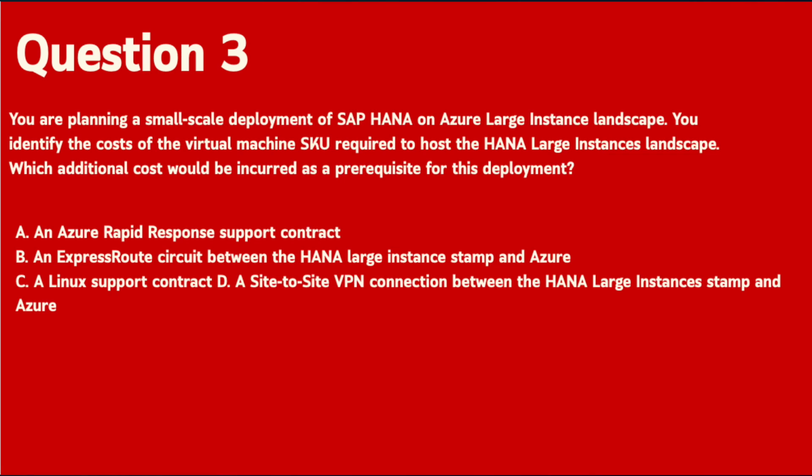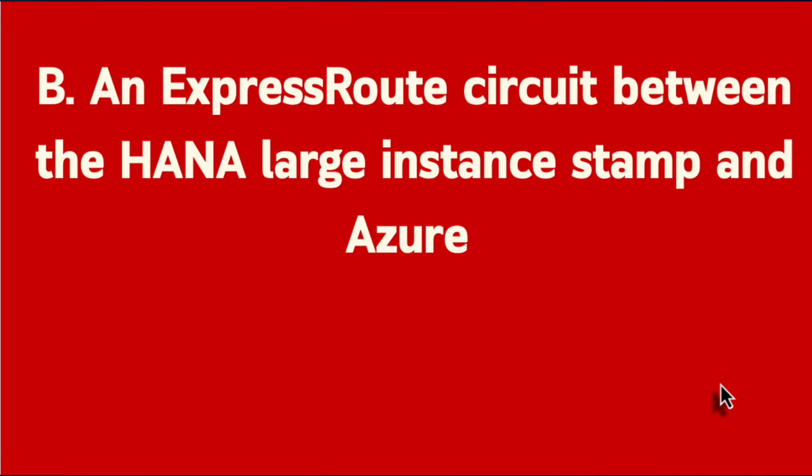Question 3. You are planning a small-scale deployment for an SAP HANA on Azure Large Instance landscape. You identify costs of virtual machine SKUs required to host the HANA Large Instance deployment. What additional cost could be incurred as a prerequisite for this deployment? A. An Azure Rapid Response Support Contract. B. An Express Route Circuit between HANA Large Instance Stamp and Azure. Or C. A Linux Support Contract. Or D. A site-to-site VPN between HANA Large Instance Stamp and Azure. The correct answer is Express Route Circuit that should be set up between HANA Large Instance Stamp and Azure.